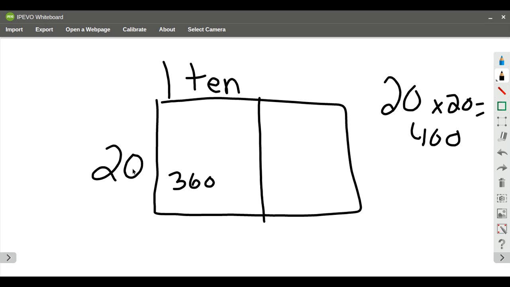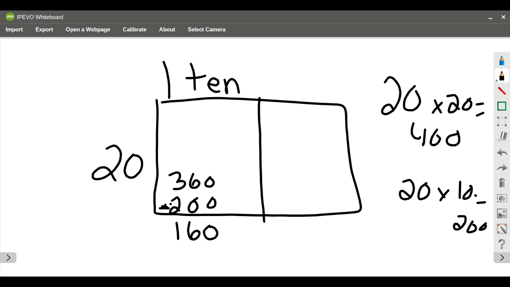So then I multiply 20 times 1 ten. I'm going to do 20 times 10, and when I do 20 times 10, I get 200. So I'm going to write 200 underneath my 360, and then I'm going to subtract. When I subtract, I'm left with 160. So 160 comes over here into the other half of this rectangle.